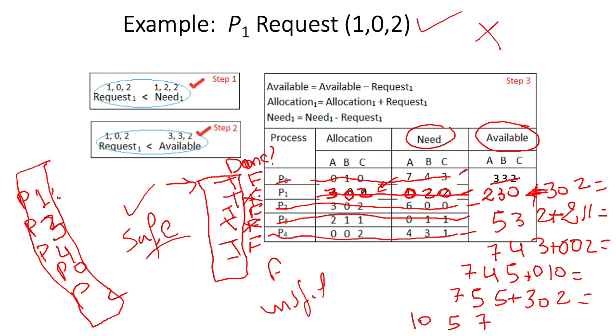So we have 4 steps. Step number 1, we check that the request is less than the need. Step number 2, we check that the request is less than the currently available. Step number 3, we're gonna pretend and assume that we did assign that request to that process, and we're gonna update these data structures accordingly. And then we're gonna apply the safety algorithm to determine the state of the system that we will end up with.